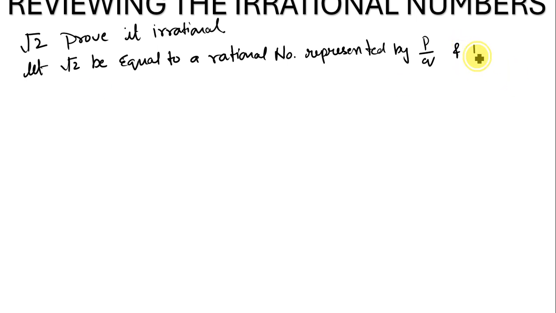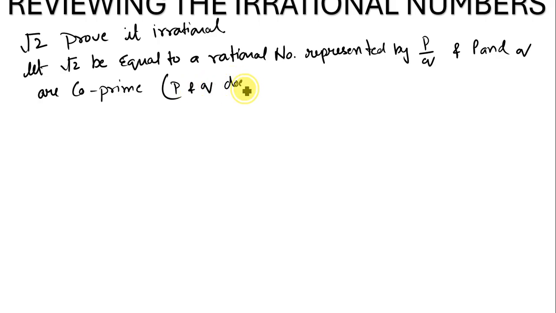We will write p and q are co-prime. I think you know what the term co-prime means. Co-primes are numbers which do not have any common factor, or we can say co-primes are numbers which have HCF as 1. So I'm writing it down so that you can easily understand: p and q do not have a common factor. So from here the solution starts.